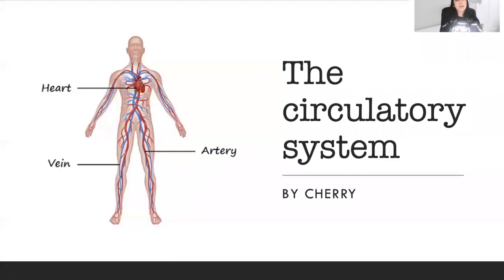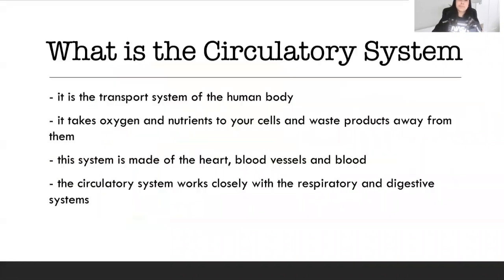So today we'll be looking at the circulatory system. The circulatory or cardiovascular system is the transport system of the human body. It takes oxygen and nutrients to your cells and waste products such as carbon dioxide away from them. This system is made up of the heart, blood vessels, and blood.